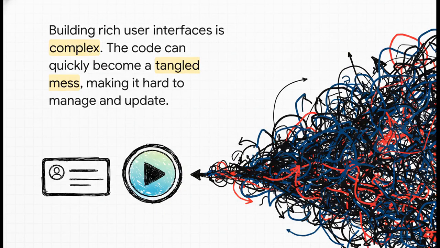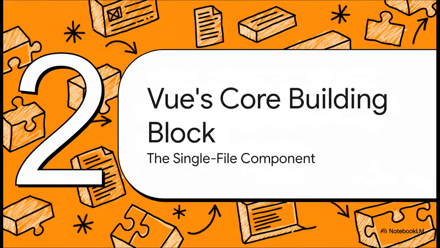Well, that is the million-dollar question. The truth is, building those rich, interactive user interfaces is super complex. The code behind the scenes can turn into a tangled web of spaghetti really, really fast. And once that happens, good luck trying to manage it or add new features. It's a real headache. So what's Vue's answer to this mess?